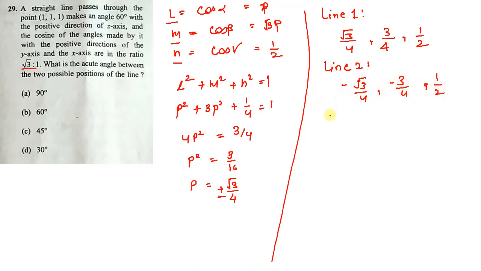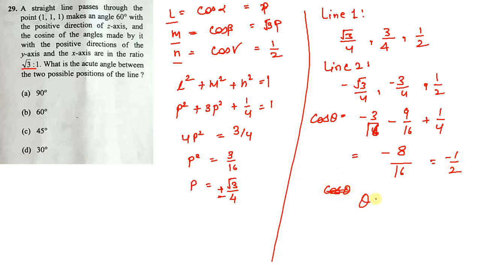So the angle between them is given by cos theta, which is nothing but the sum of products of these direction cosines, which is minus 3 by 16 minus 9 by 16 plus 1 by 4. After solving this, we get minus 8 upon 16, which equals minus half. So cos theta equals minus half, meaning theta is 120 degrees, but we have to find the acute angle between them, so this one is 60 degrees. So our answer should be option number B.